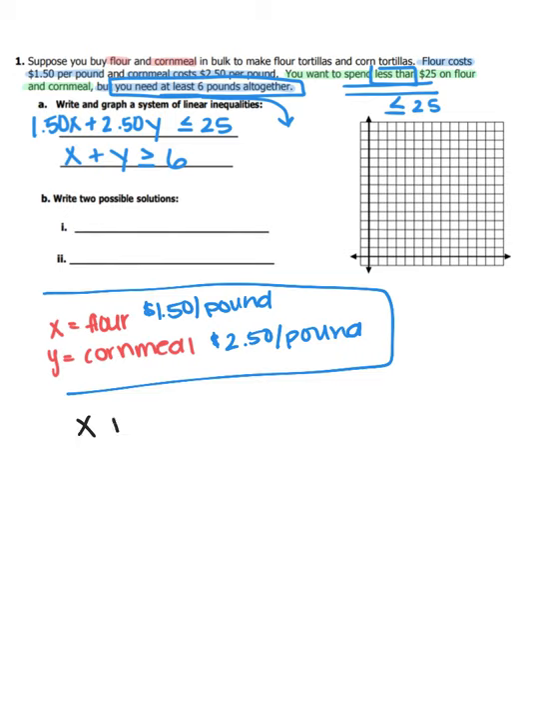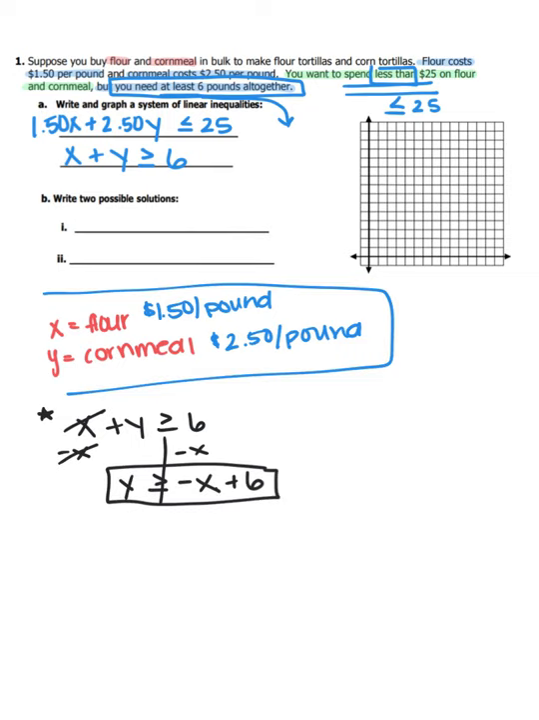So let's go ahead and do this one first. We're going to solve this to get the y by itself. So I'd first have to subtract x from both sides. I would be left with y is greater than or equal to negative x plus 6. So I can go ahead and graph this. I'm going to start at my y-intercept, which is that positive 6. So I'm going to count up 6. 1, 2, 3, 4, 5, 6.